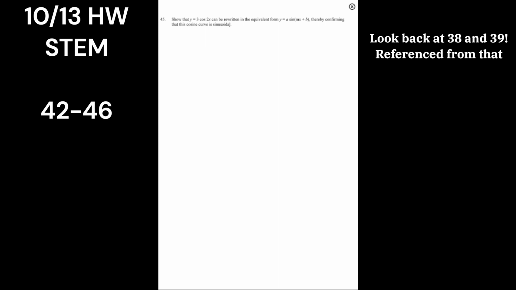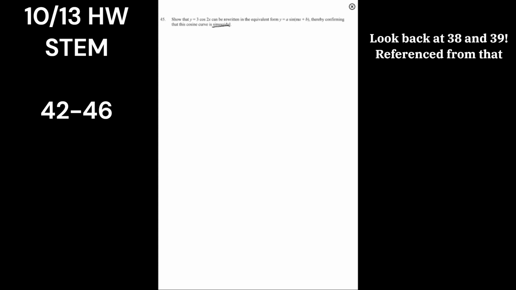Okay. Moving on to question 45. Show that y equals cosine 2x can be rewritten in the equivalent form y equals a sine of x plus b, therefore confirming that the cosine curve is sinusoidal. The definition of sinusoidal is on the right.